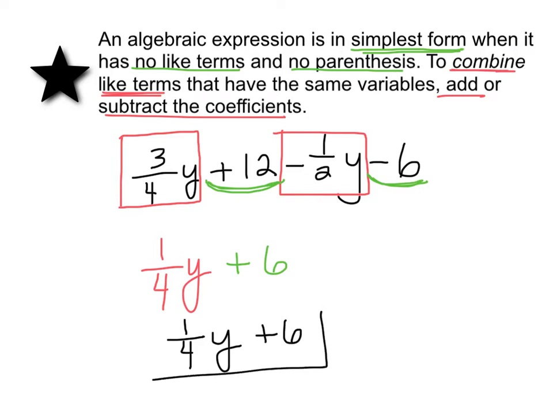I cannot add 1/4 y plus 6 together. These are not like terms. Why? Because this has a y, this does not. Therefore, they do not have the same variable with the same power. They are not like terms.